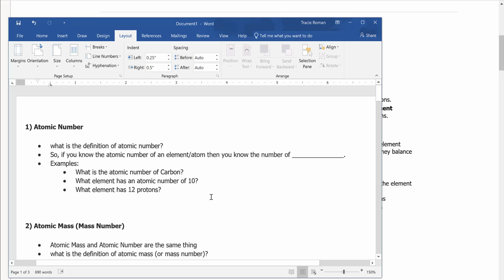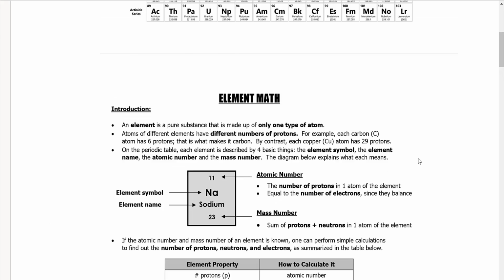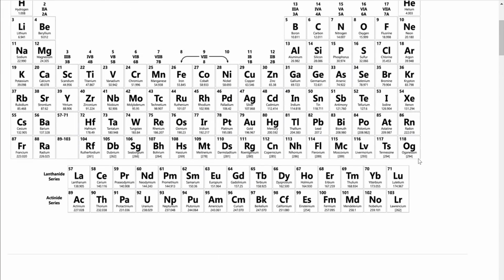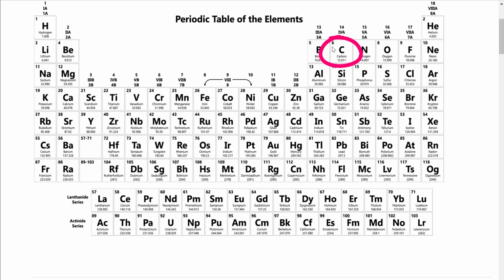The atomic number is the number of protons in the nucleus. So if you know the atomic number of an element or atom, then you know the number of protons. What is the atomic number of carbon? To find the atomic number of carbon, we would go to the periodic table, and the number that is either on the top left or the top right or right above the symbol of the atom is the atomic number. So the atomic number of carbon would be 6.